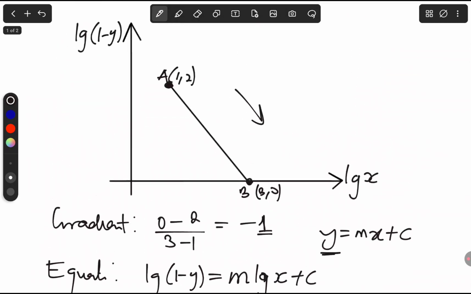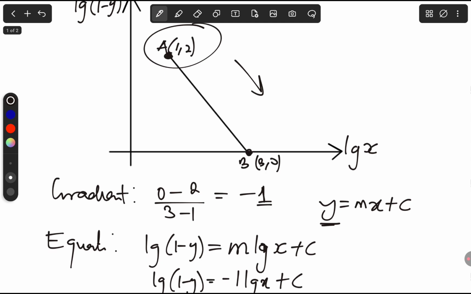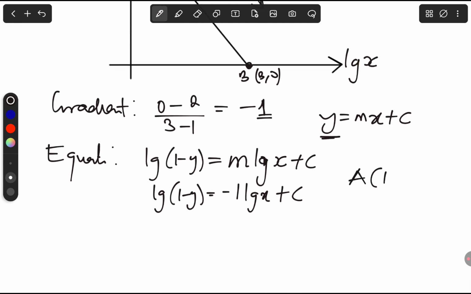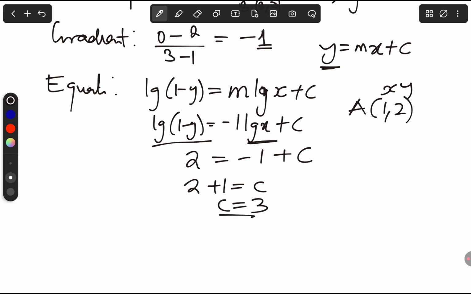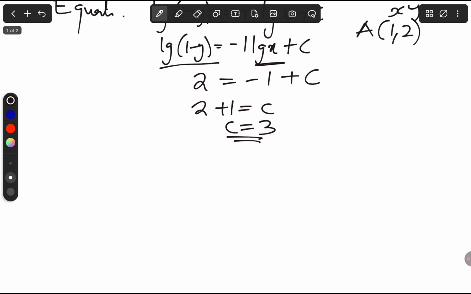Now, let's go back to the coordinate system. If these are our coordinates, 1, 2, we can use any point, remember? So if we take 1, 2, this one becomes our x, this one becomes our y. Therefore, the whole of this can be represented by y, which is 2, and the whole of this can be represented by x, so this will just be 2 equals negative 1 plus c. We can find c. So 2 plus 1 is equal to c, so c is equal to 3.